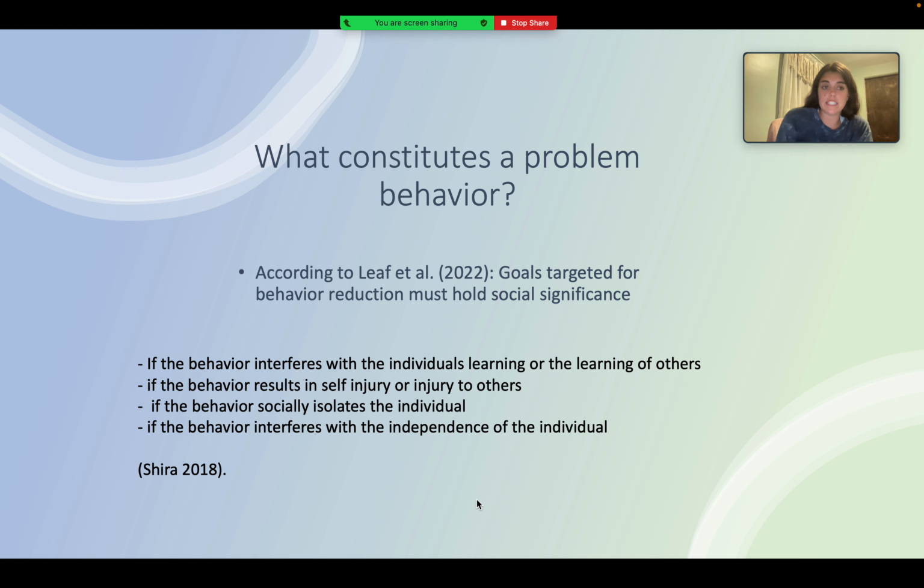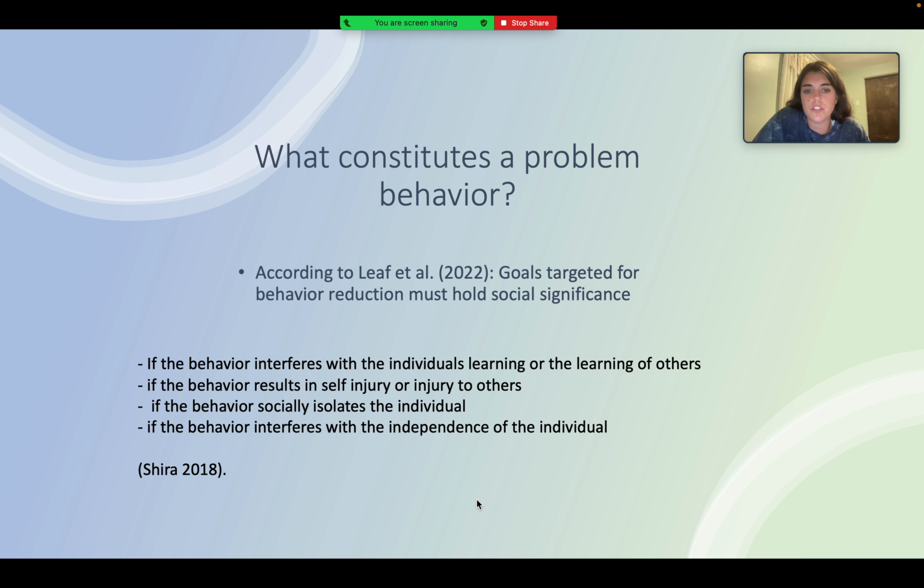And then there are some examples here at the bottom. If the behavior interferes with the individual's learning or the learning of others, again, that's pretty negative to you and your life. If the behavior results in self-injury or injury to others, of course, that's a very important behavior to target. If you're injuring yourself or other people, this is not something that's ever going to positively impact you.